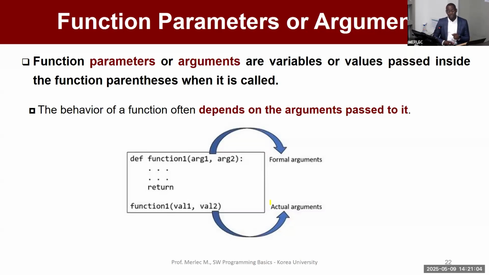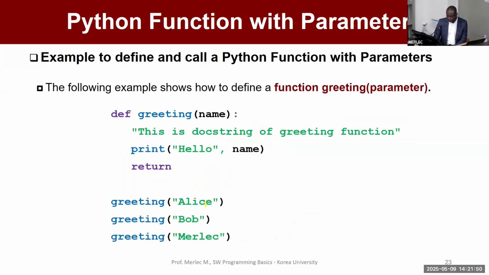So the function parameters or arguments are values inside the function's parentheses when the function is called. They also influence the behavior of the function. Like here, you have a function that has to receive 2 arguments, 1 and 2, and then should probably return a result. When you call the function, you pass the values 1 and 2, which will be mapped like this. Value 1 will be mapped with arg1, and value 2 will be mapped with the formal parameter arg2 that has been defined in the function.